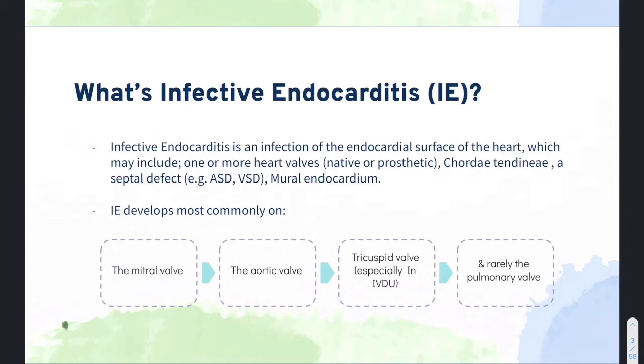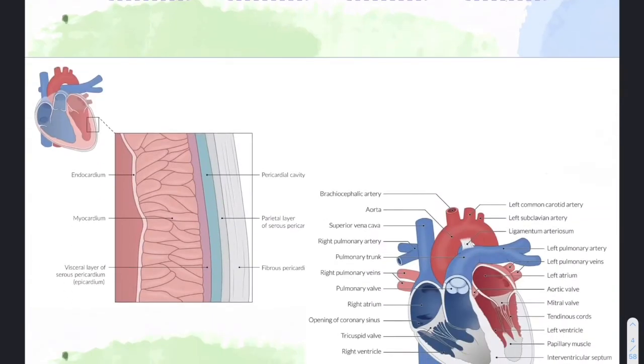Infective endocarditis is infection of the endocardial surface of the heart, which may include one or more of the heart valves, native or prosthetic, cardiac chordae tendineae, and septal defects with mural endocardium. So the layers of the heart internally start with endocardium, then myocardium, then the visceral layer of serous pericardium, then the pericardial cavity, then the parietal layer of pericardium.